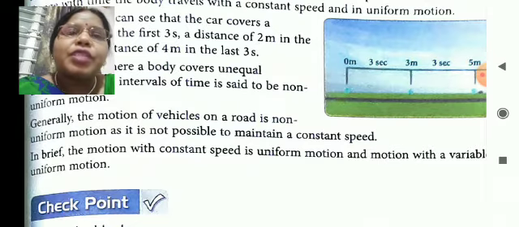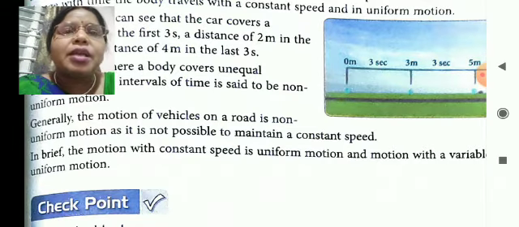Generally, the motion of a vehicle on a road is non-uniform motion because it is not possible to maintain a constant speed there.